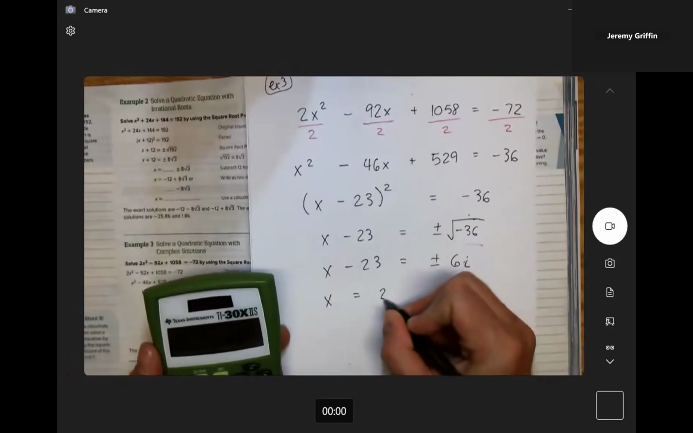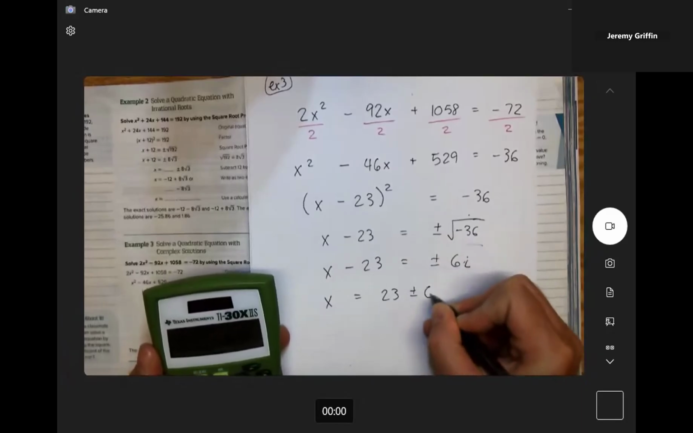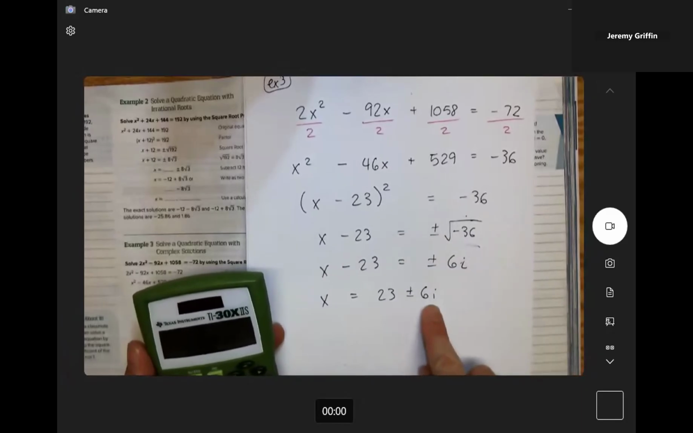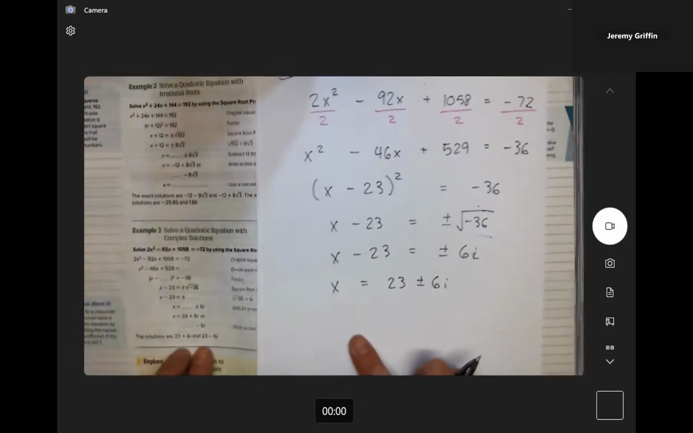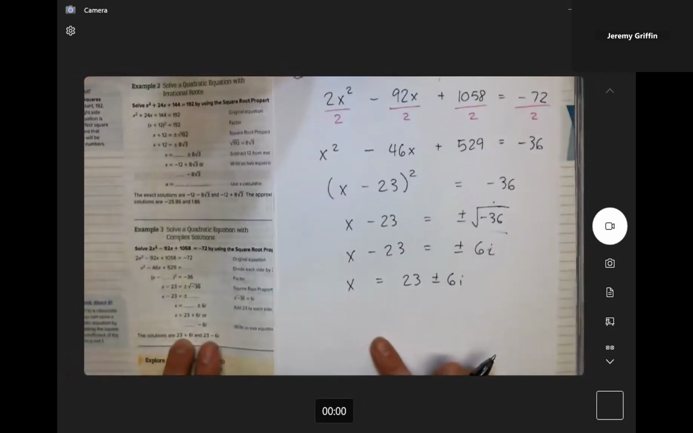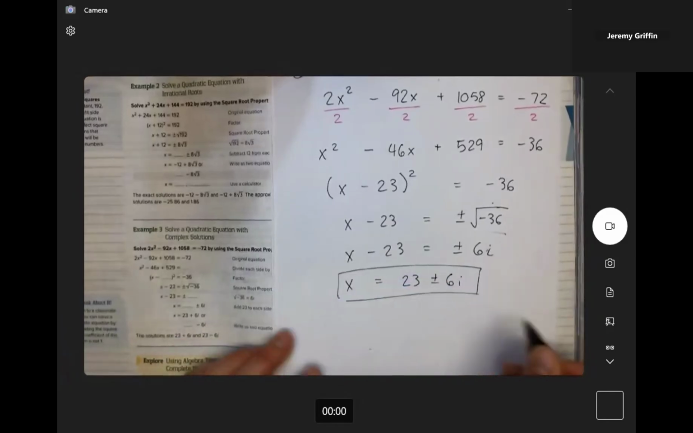x equals 23 plus or minus 6i. So it could be 23 minus 6i or 23 plus 6i. There you go. 23 minus 6i, 23 plus 6i. All right, we got both answers. Boom.